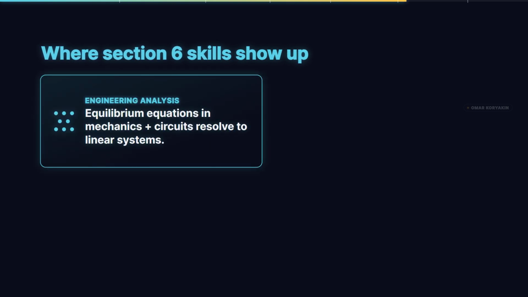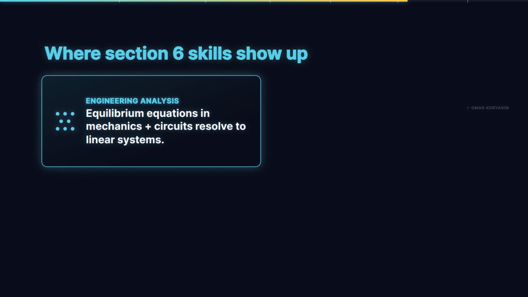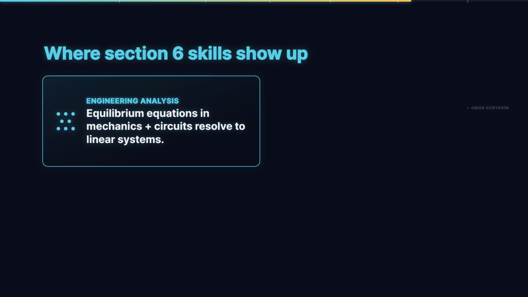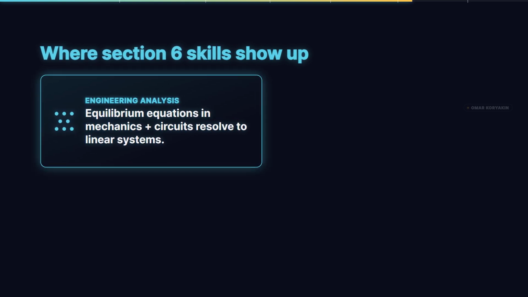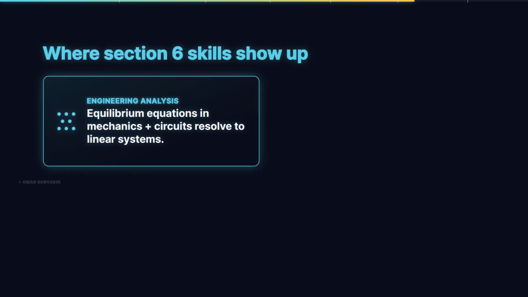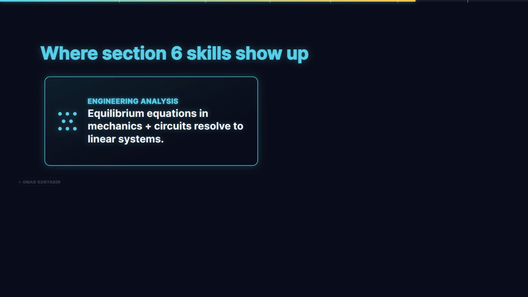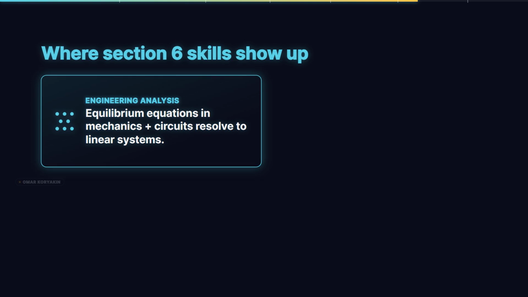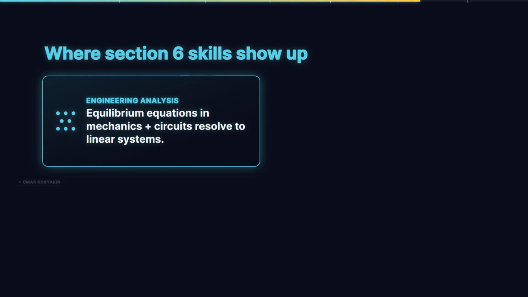In engineering analysis, equilibrium equations in mechanics, circuit analysis with Kirchhoff's laws in electrical engineering, and force balance in structural engineering all reduce to linear systems with multiple unknowns. The substitution and elimination methods you practiced in Section 6 are exactly the techniques that engineers use by hand on small problems and that engineering software solves on large problems with thousands of unknowns. The mathematical machinery scales directly from the 2-variable and 3-variable systems in this section.